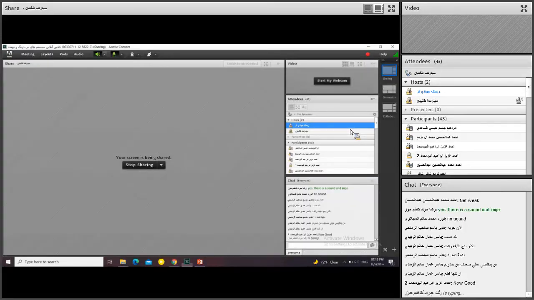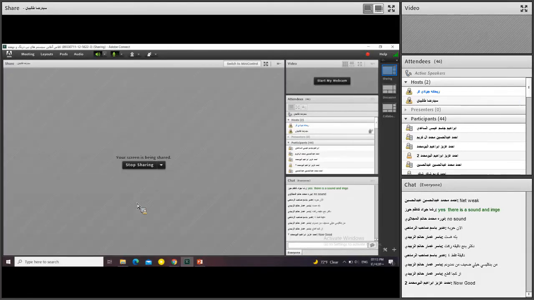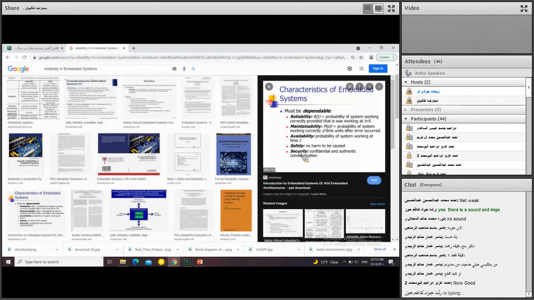Then you can see in the slide reliability, maintainability, and availability, and another parameter here, safety. It means that no harm is caused in the system. And security, it means confidential and authentic communication with other systems in the environment, for example.